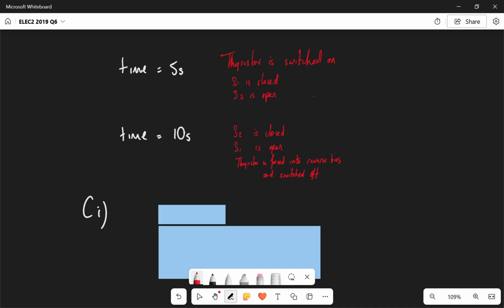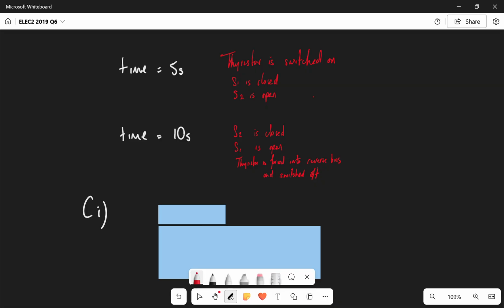Well, because you can see at 10 seconds, the voltage at P goes negative. Now, the only way that can occur is if S2 has been closed and S1 is open. So this time it's S2 which is dictating what goes on, and it's the voltage at Q which is determining what happens to the thyristor. And what you get is the thyristor being forced into reverse bias.